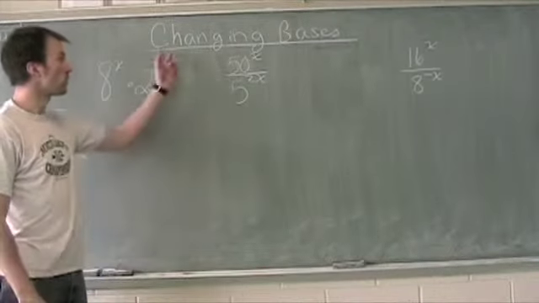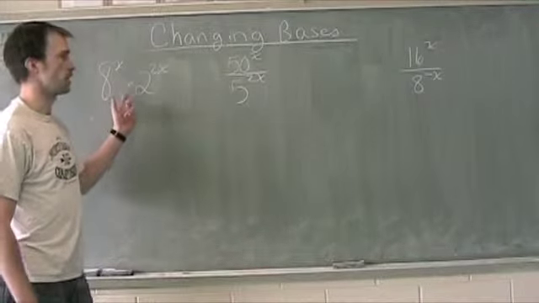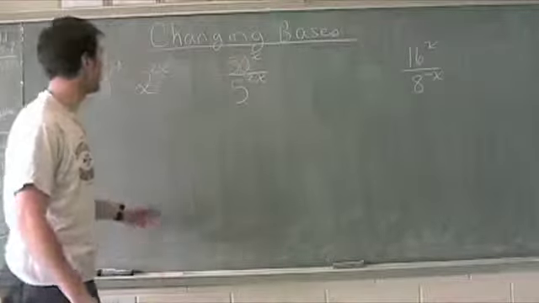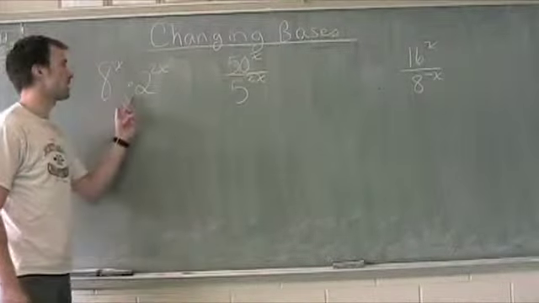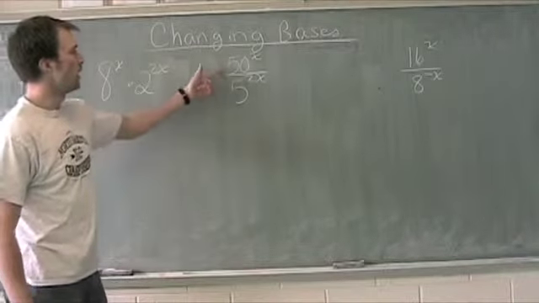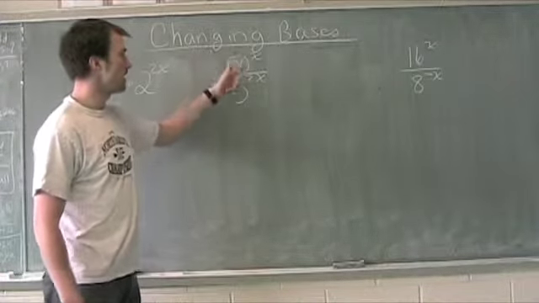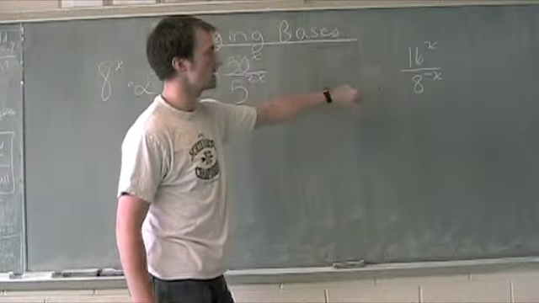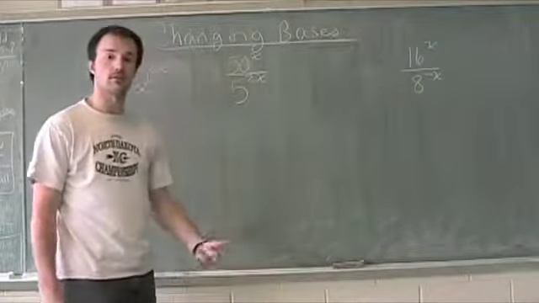In this video, we're going to be working with changing bases and looking at different types of operations that we have. We've got 3 examples up at the board here right now. First, we've got 8 to the x times 2 to the 2x. Then we have 50 to the x divided by 5 to the 2x, and 16 to the x divided by 8 to the opposite of x.